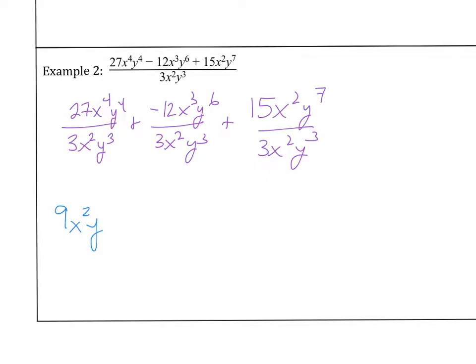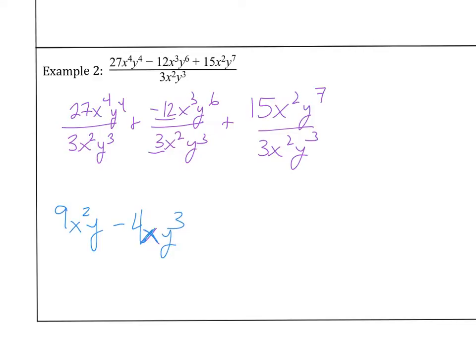Moving on to the next one, piece at a time. So we're looking at the coefficient negative 12, and the coefficient 3. And if I divide negative 12 by 3, I get negative 4. I'll move on to these x's. 2 of these x's knock out 2 of these x's, so I'm left with an x. And then 3 of these y's knock out 3 of these y's, so these all go away, and I have 3 y's left on top.